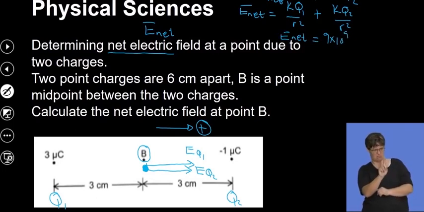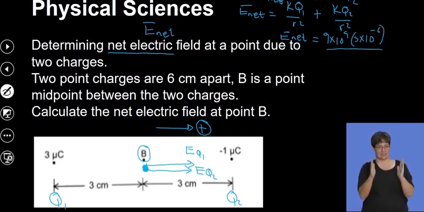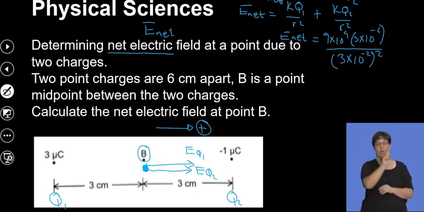Wait a minute. The magnitude of Q1 is given in microcoulombs, so we need to carry out the necessary conversions before we substitute into the equation. If we convert microcoulombs to coulombs, it will be 3 times 10 exponent negative 6. The distance is 3 centimeters, so we need to convert 3 centimeters to meters, which is 3 times 10 exponent negative 2. We square that distance. So this substitution is for E due to Q1. What about E due to Q2?